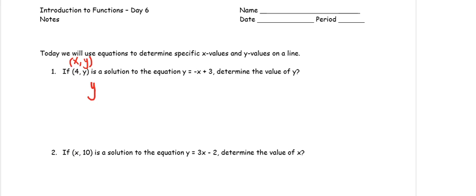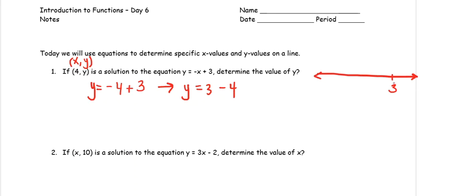So y equals, x is 4, so negative 4 plus 3. This is the same thing as saying y equals 3 minus 4. If you're not sure about this, because we haven't gone over adding and subtracting positives and negatives, we're going to be doing that soon. You can look at it as a number line: it starts at 3 and goes 4 in the negative direction. 1, 2, 3, 4. That's going to be 2, 1, 0, negative 1. So y equals negative 1.